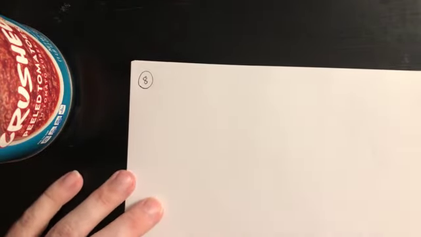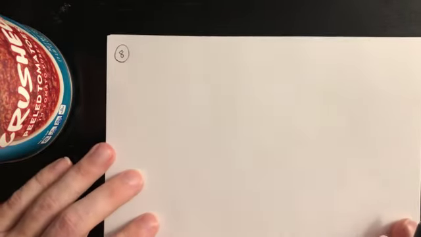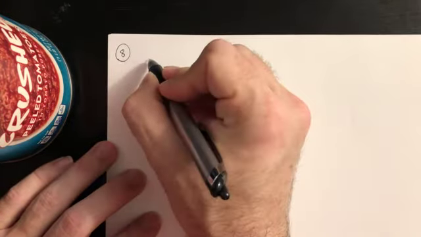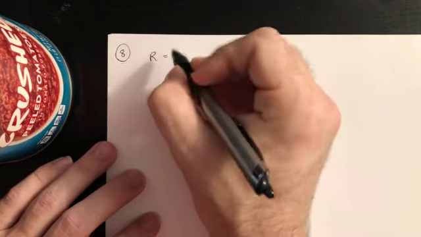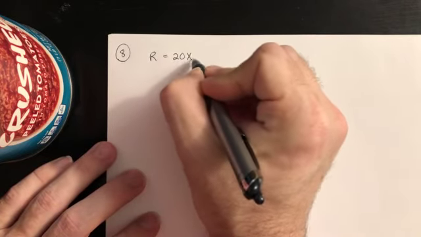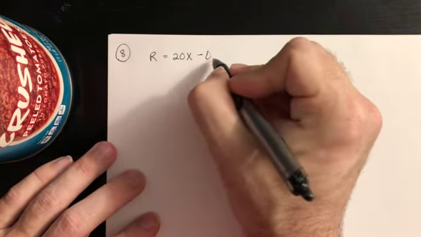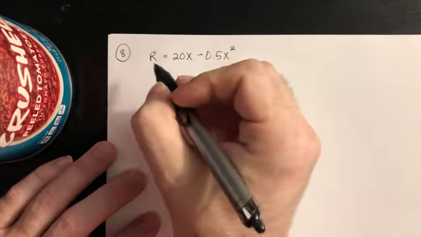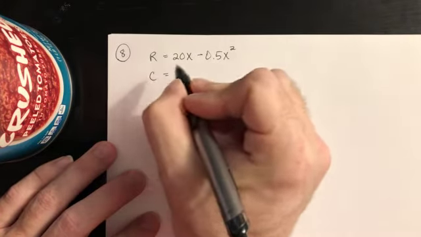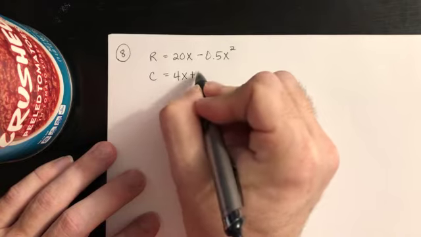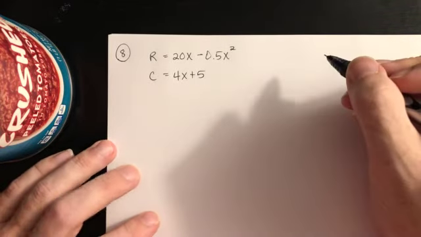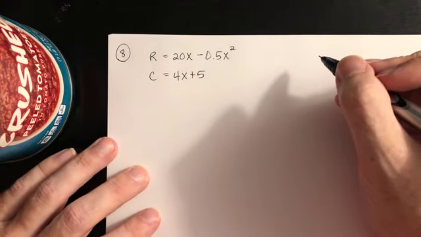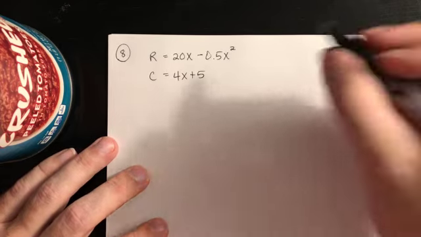All right, last one, number 8. And hopefully it's not too bad. It's a revenue profit one, so there's no picture to draw. And they give you two equations. They give you that revenue is equal to 20x minus 0.5x squared. And they give you that cost is equal to 4x plus 5. These are the cost and revenue functions. And they say find the number of units to yield the maximum profit.